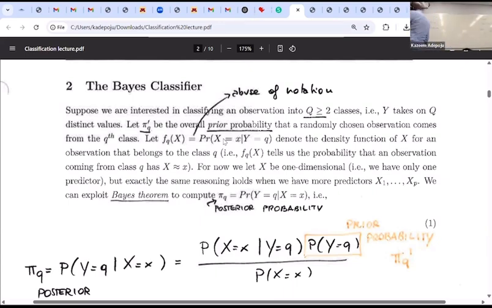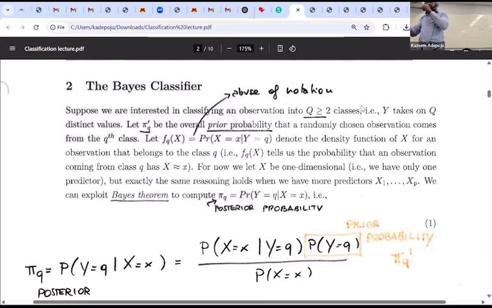I said denote the density function of x for an observation that belongs to a class q. So the density function of x is going to be like the frequency, like the percentage, which actually tells us the probability that an observation coming from class q has a particular value for the predictor. Does that make sense? And that's what we mean.